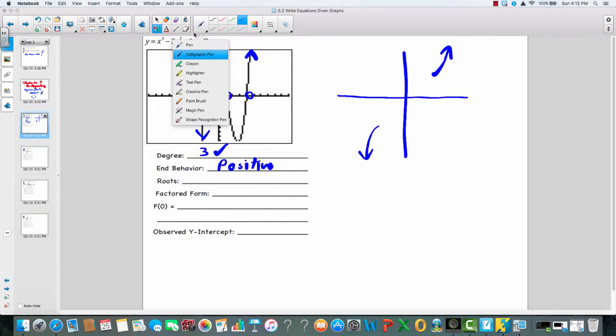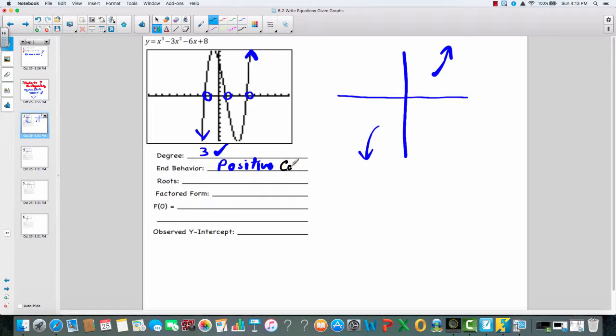Let me change my pen because it won't fit. Hang on. Okay. Positive coefficient. So we want to fill out this entire sheet here, and you'll see how easy it is to then make an equation. Okay, what are the roots? So the roots are here, -2, here, 1, and here, 4. X equals -2, x equals 1, x equals 4.